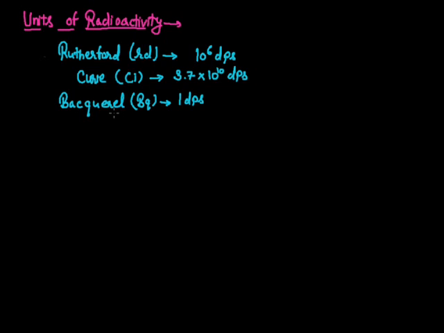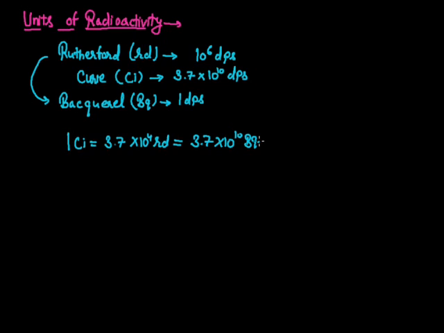If we are given the rate of radioactive disintegration in Rutherford and I am to convert it to becquerel, we can do this by using the interconversion relationship between these three: 1 Curie, that is 1 Ci, equals 3.7 into 10 power 4 Rutherford, and this equals 3.7 into 10 power 10 becquerel.